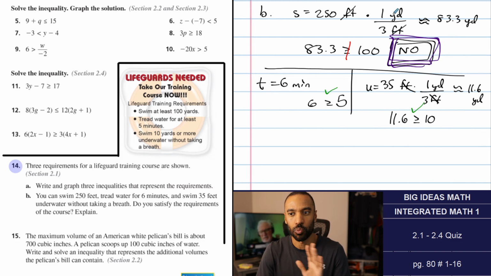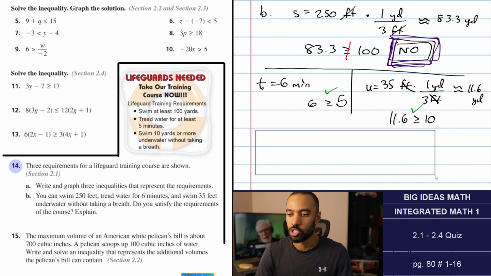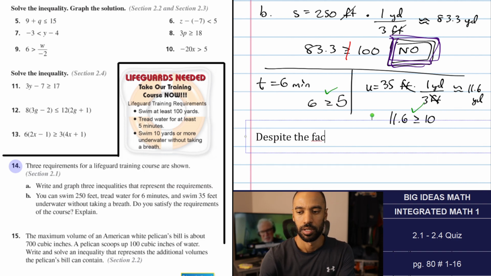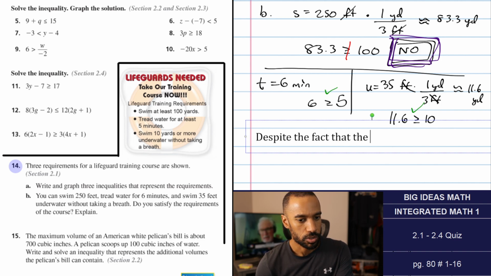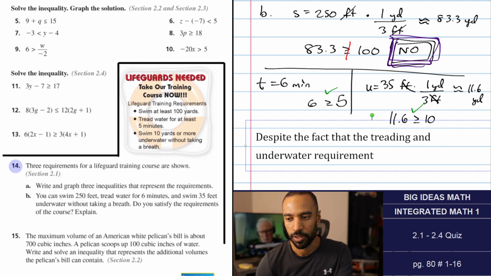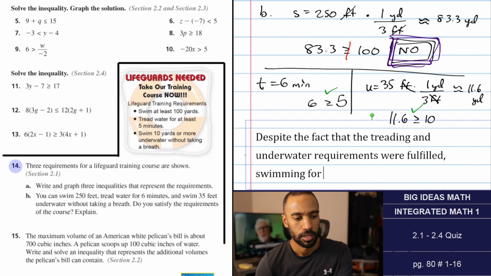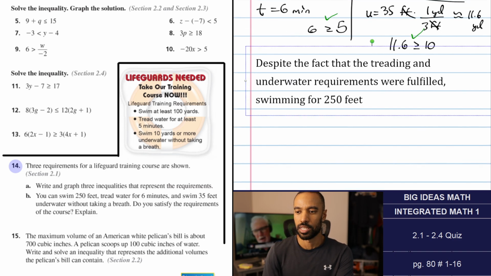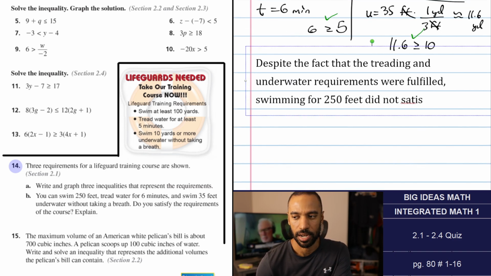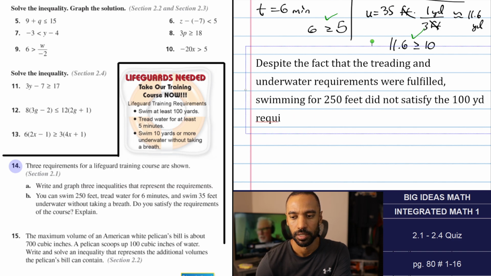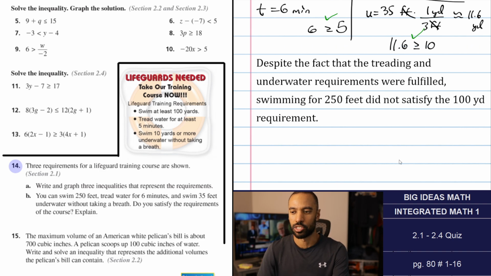My explanation will now be: despite the fact that the treading and underwater requirements were fulfilled, swimming for 250 feet did not satisfy the 100-yard requirement. So that's why it's a no. Now it's tricky. It said feet, not yards.